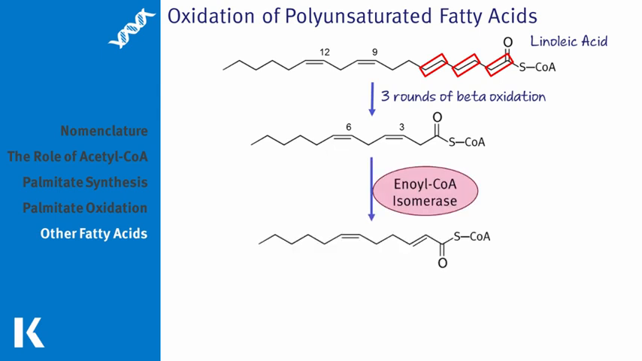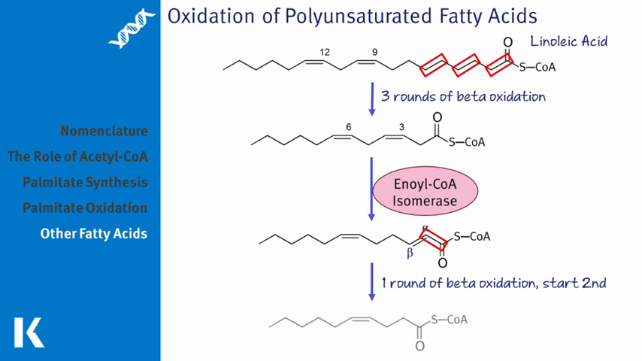Enoyl-CoA isomerase will isomerize the double bond to an alpha-beta double bond, which is found 1 carbon away from the carbonyl group. This molecule can then complete 1 round of beta oxidation, starting at the second step of the process, so when water adds across the double bond, and 2 carbon atoms are removed from the chain. Then, another round of oxidation can begin, but stops after only the first step forming the double bond.